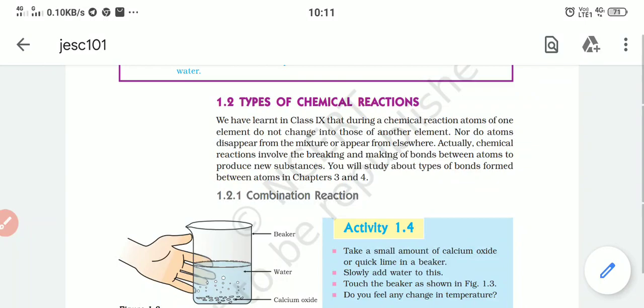Today we discuss part 2 of chapter 1, standard 10 science. In standard 9 you already learned how atoms combine to form molecules and how different molecules combine with each other to form products. In today's lecture we discuss types of chemical reactions, how different molecules and atoms combine to form products.